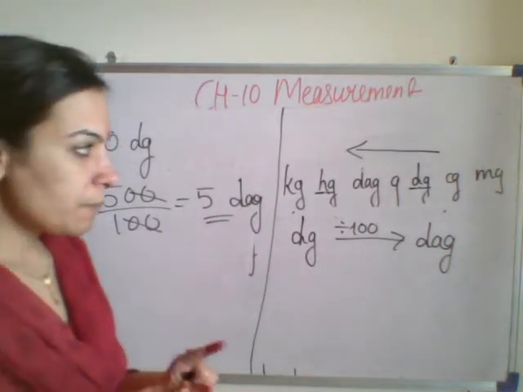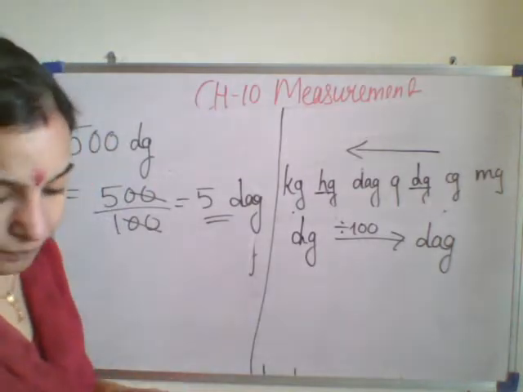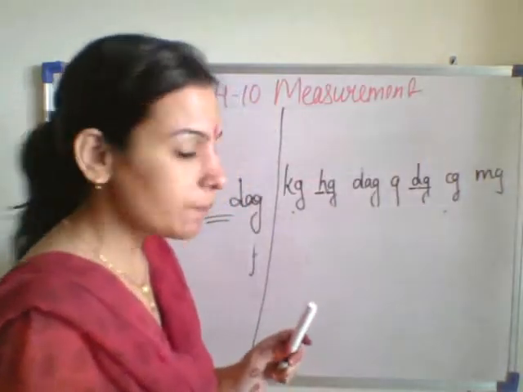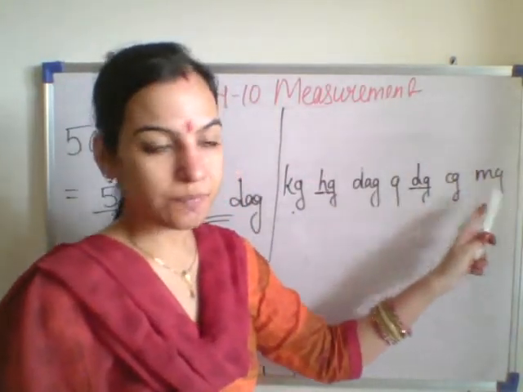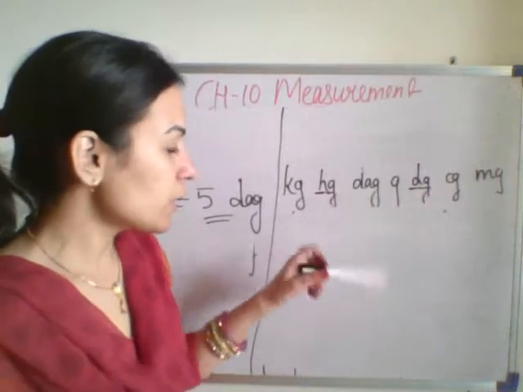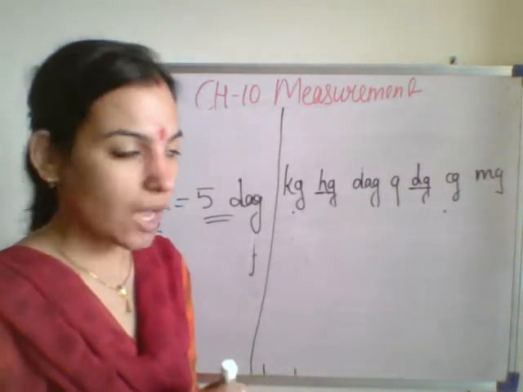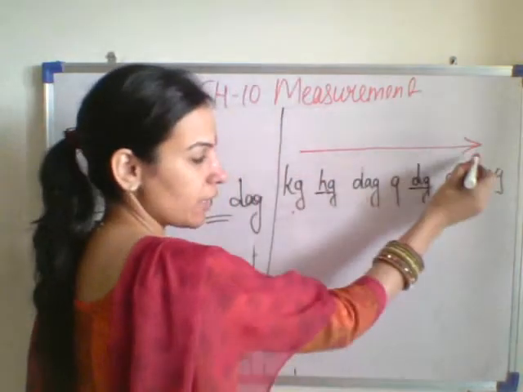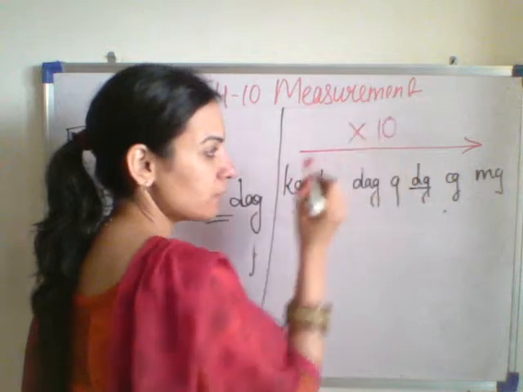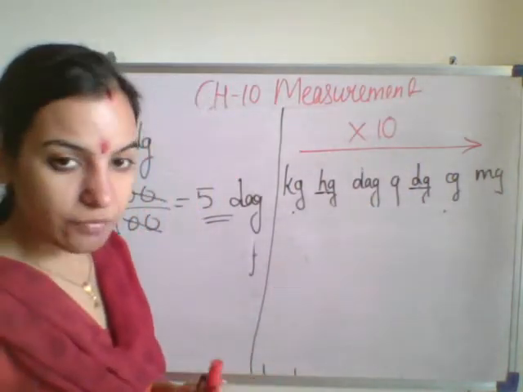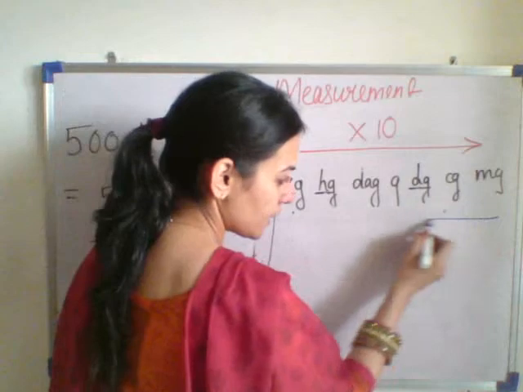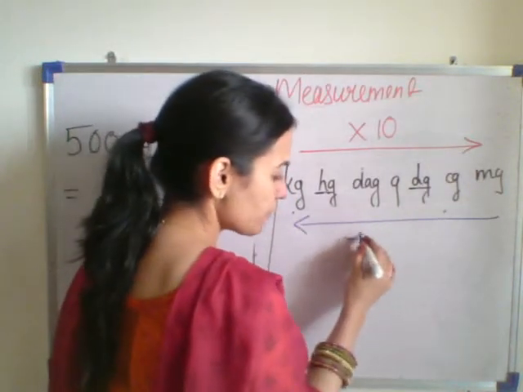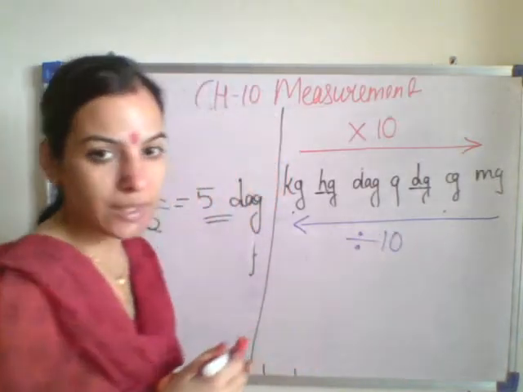So students, you have to keep in mind, whenever these problems come, in the rough you can write the units and you have to see in the question what is asked. If you are moving in this direction, that is from left to the right, you have to multiply by 10. And whenever you are moving in this direction, that is from right to the left, you have to divide in each step by 10.